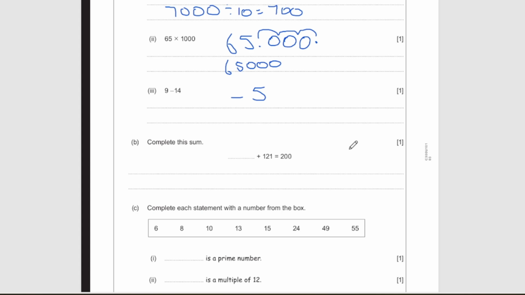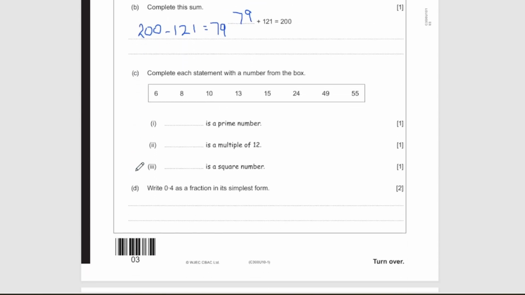Complete this sum. Blank plus 121 equals 200. So if we do 200 minus 121, that will give us our answer. So 200 minus 121 is 79. So therefore 79 is our answer. 79 plus 121 equals 200.